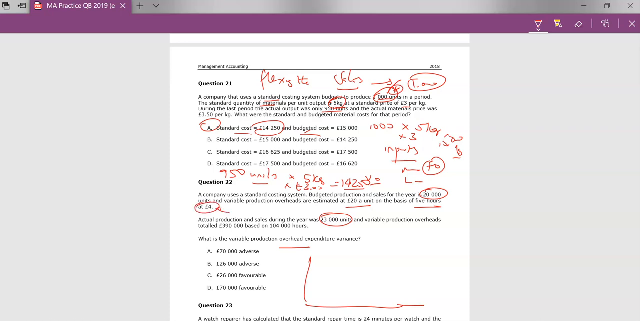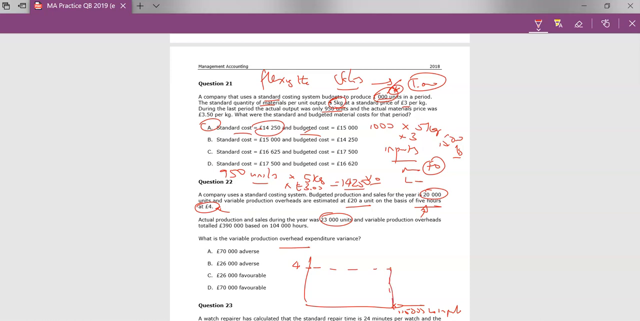So these are the input figures, 5 hours and at £4. Therefore, if you're going to make 23,000 units, I'm expecting you to use 5 hours times 23,000. So 5 times 23,000 takes me to 115,000. So I'm expecting you to spend 115,000 hours on making this thing. And I'm expecting each hour to cost £4. That's what I'm expecting. But what do you go along and do?